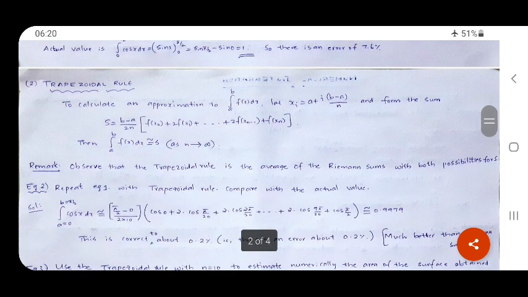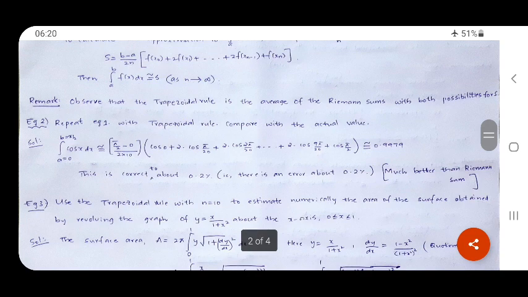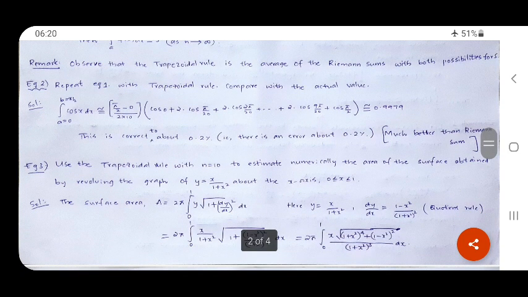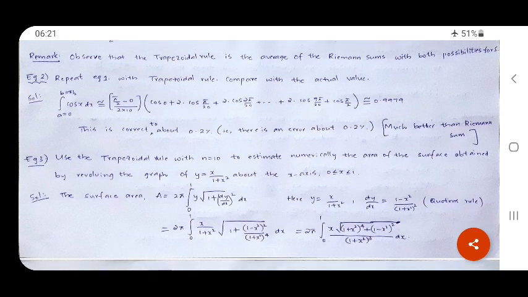So let us repeat example 1 with the trapezoidal rule and compare the values. Repeating example 1, we can see that the value is approximately equal to 0.9979, which is more accurate than the previous one, and the error, 1 minus 0.9979, is almost 0.2 percent only, compared to the 7.6 percent error while calculating using Riemann sums.